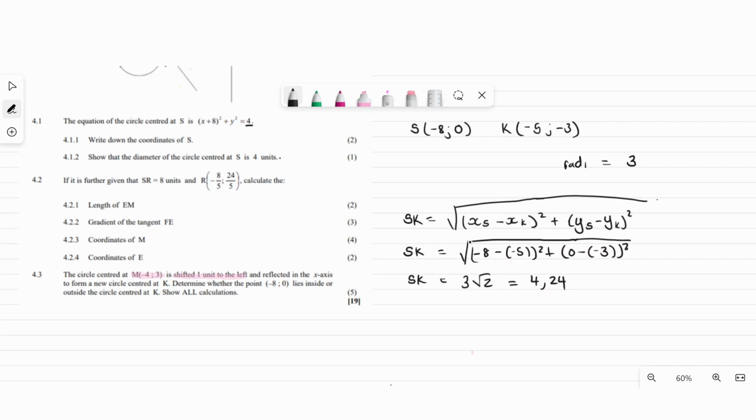If it lies inside, that means SK needs to be small. If it lies outside, SK needs to be big. So since SK is greater than 3, which is the radius of the big circle, therefore it lies outside. So therefore S lies outside.